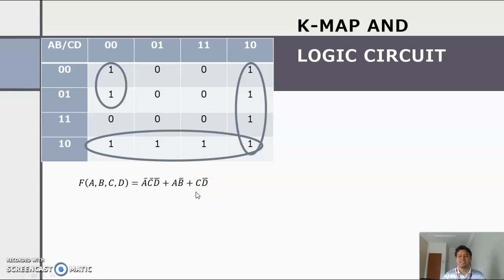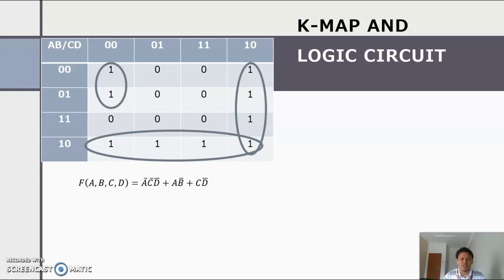Hello, this is the second part of the video, so let's continue. If we do it correctly, we will get the Boolean equation as below. F of A, B, C and D is equal to not A, not C, not D plus A and not B plus C and not D. So this is the Boolean equation.